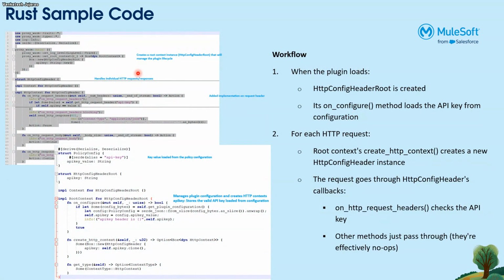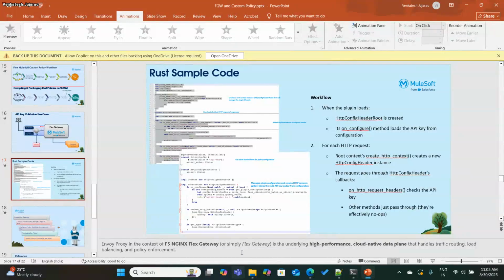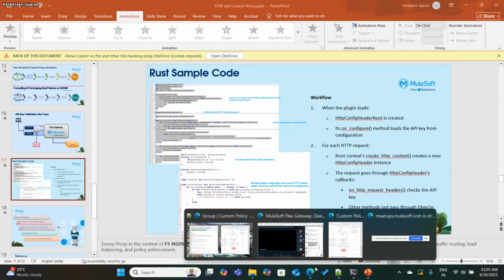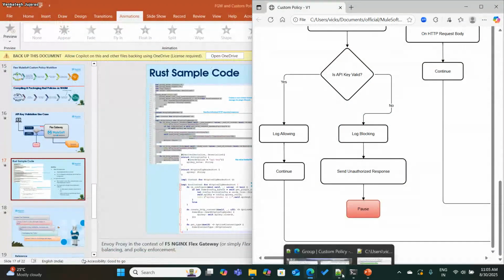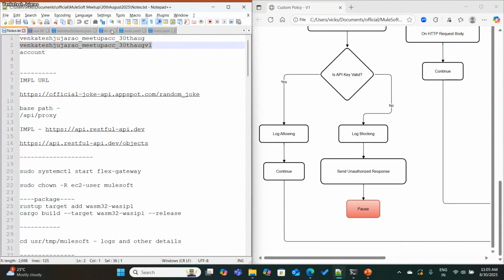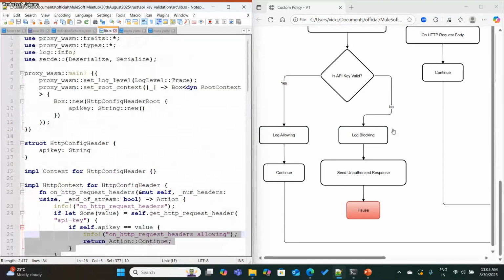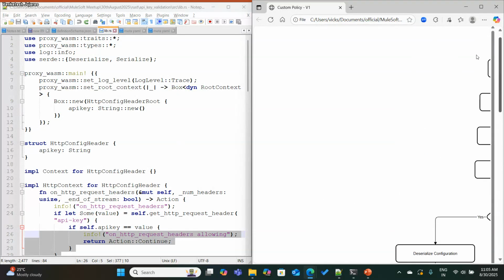Now on the Rust code, I'm no expert on Rust, but I have explored things and tried to put together a flow chart to understand this code, because for me at least, it took some time to understand how the flow goes in and out in Rust. So I have created a flow chart, and on the left hand side I'll keep the code.